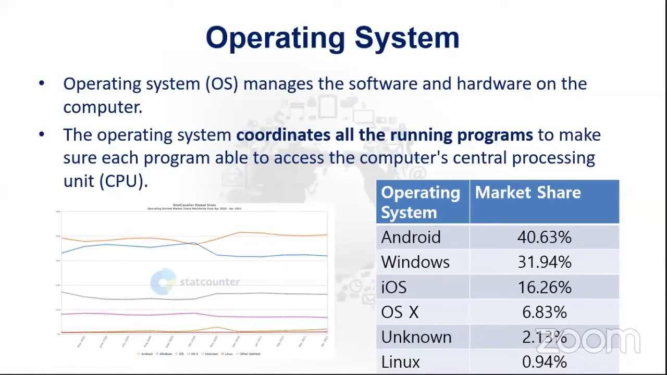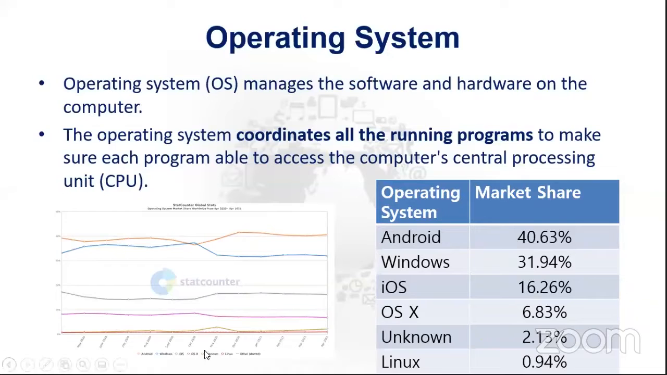Every computer system must have at least one operating system installed and running. The operating system manages the software and hardware on the computer, and coordinates all the running programs to make sure each program is able to access the computer's central processing unit, or CPU. The operating system helps you to communicate with the computer. It is not possible for the user to use any computer or mobile device, such as your mobile phone or tablets, without having an operating system.